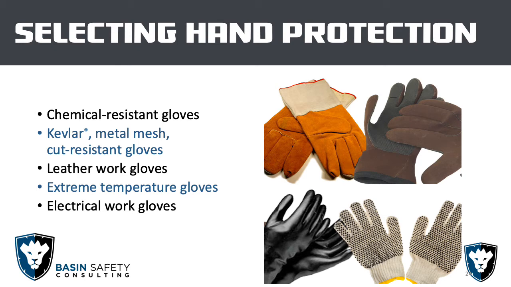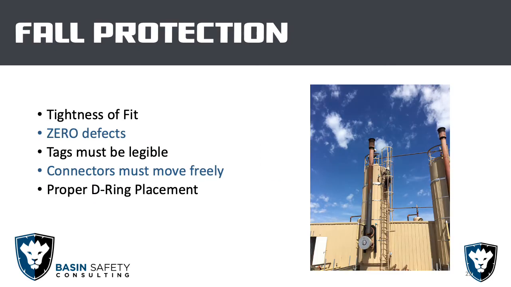Selecting hand protection. Once again, there are many different types out there. There are chemical-resistant gloves, Kevlar, metal mesh, and cut-resistant gloves typically used in kitchens and where a lot of knives are used, leather work gloves for heat and abrasion, extreme temperature gloves if you're working around really hot or really cold environments, and also electrical work gloves for arc flash protection.